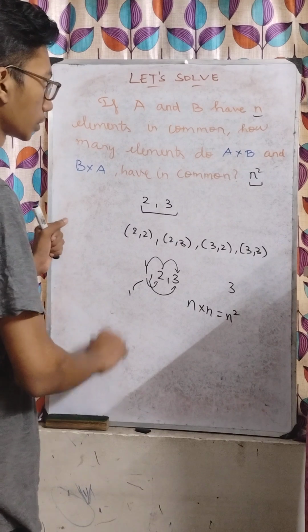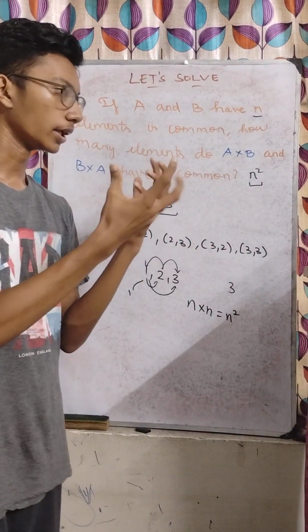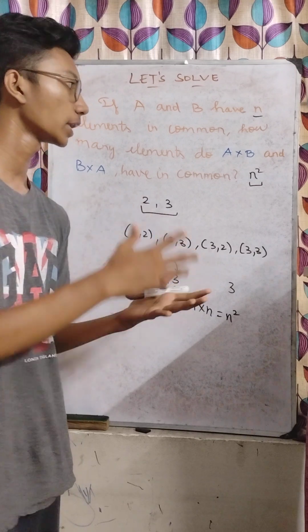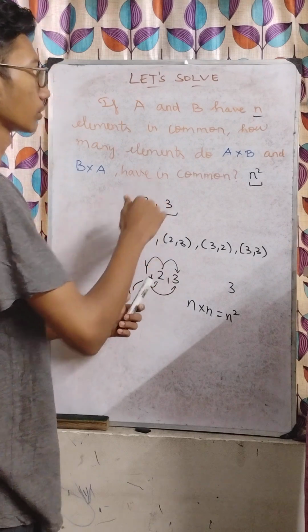So that's it about this. This is a very interesting problem because it relates the number of elements in a set with the cross product of the sets. So that's why this is interesting.